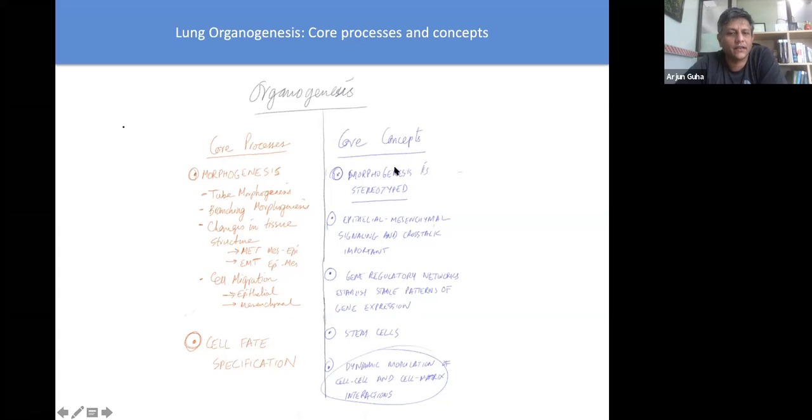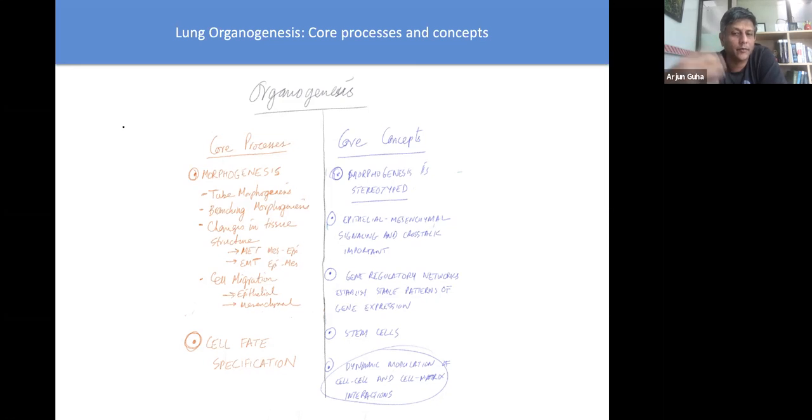The core concepts, I think, which are relevant to these processes that occur during organogenesis in the lung is that morphogenesis is stereotyped, meaning, again, in 3 dimensions, the position, the pattern of branching of the airway tree is completely stereotyped from animal to animal. Yes, there are some differences across strains. Yes, there are some errors during the process of branching, but overall the process is stereotyped.